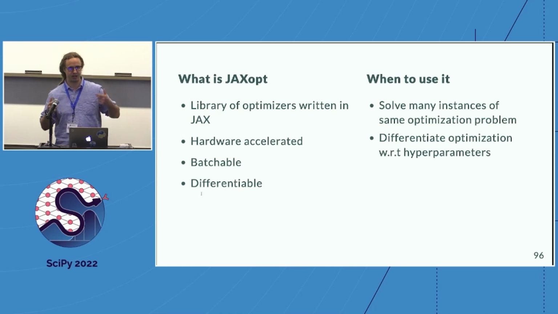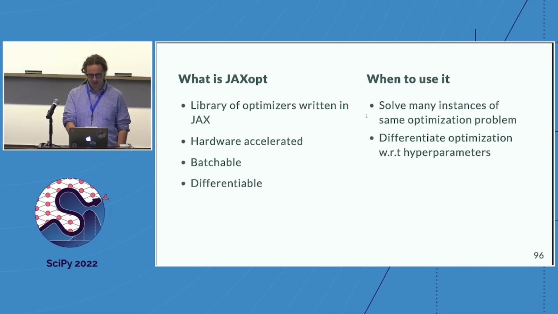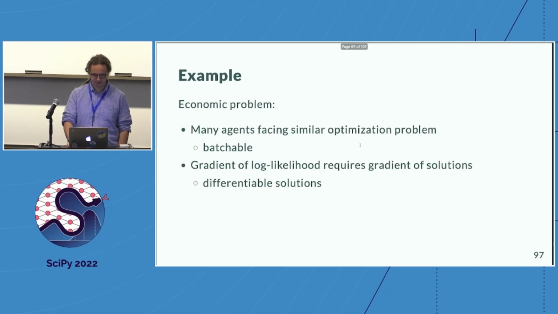So if you have an optimization problem that has some tuning parameters and you want to differentiate the solution of the optimization problem with respect to the tuning parameters, you can do that in Jaxopt. So those are the two primary use cases when you should switch from Estimagic to Jaxopt.